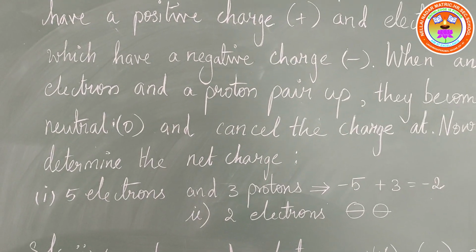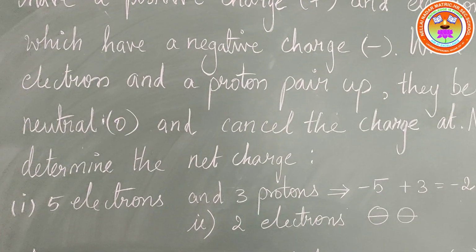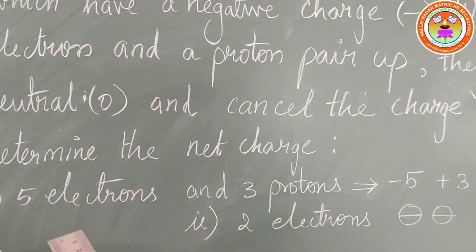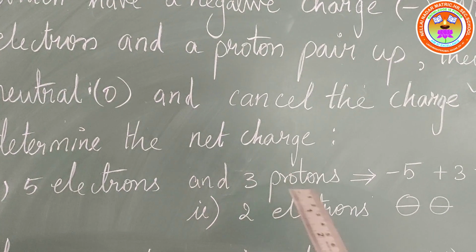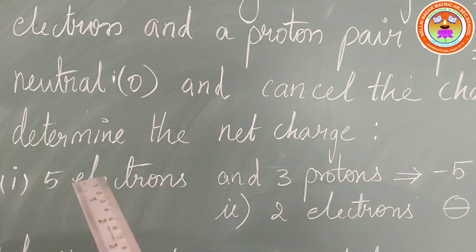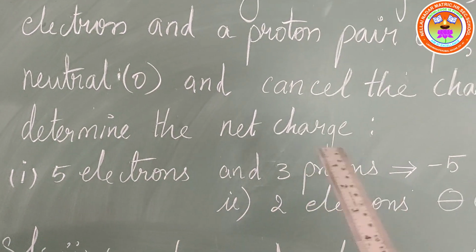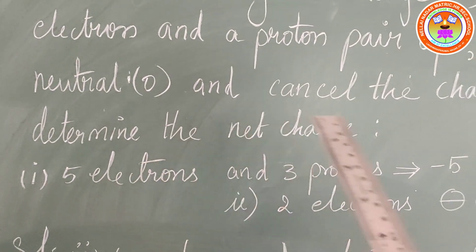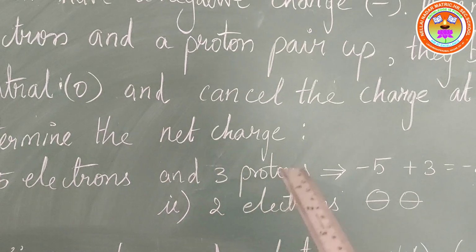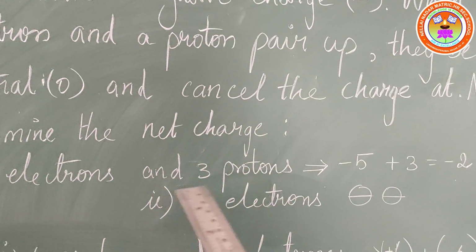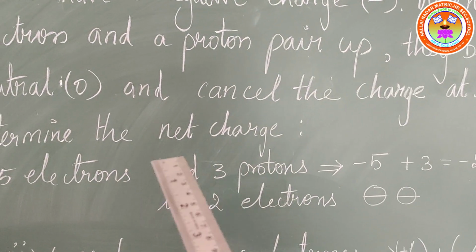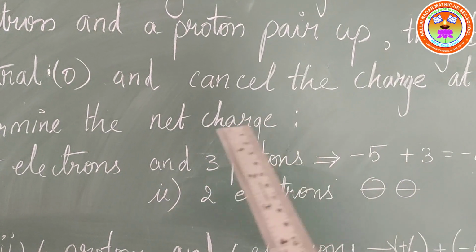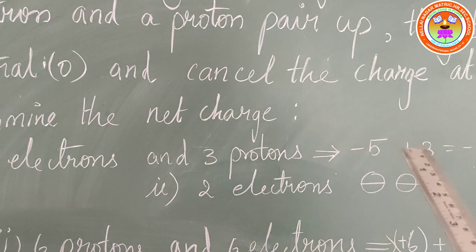Now determine the net charge. Here in the first subdivision, it is already done how to do it. So 5 electrons and 3 protons. Electrons represent negative and protons represent positive. So 5 electrons means minus 5. Yes. And 3 protons, so I am going to add them. So minus 5, plus 3 protons is a plus value, so it is plus 3.